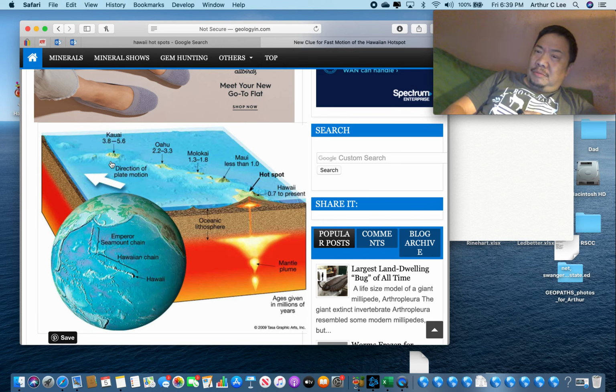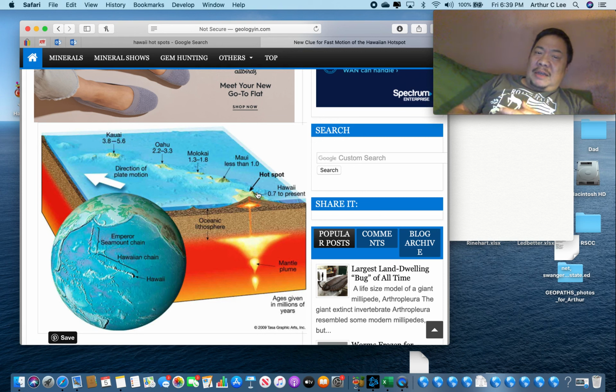How does the age of the islands change as we go from the big island of Hawaii to Kauai? They get older, and it's progressively older. There's no break. Younger to older to even older to even older to even older. The reason why you see this age relationship is because Kauai was over the hotspot between 3.8 to 5.6 million years ago. Then Oahu, then Molokai, then Maui, and now the Big Island is over the hotspot.